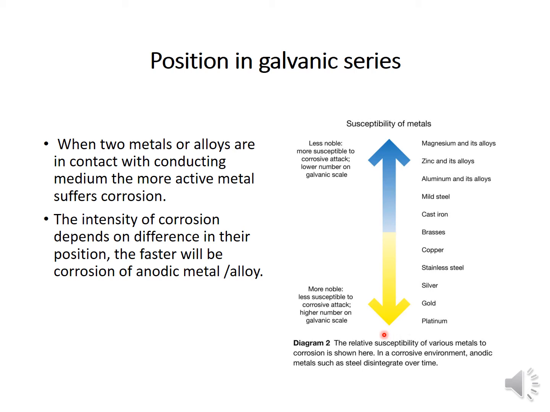When two metals or alloys are in contact with a conducting medium, the more active metal suffers corrosion. The intensity of corrosion depends on the difference in their positions. The greater the difference, the faster the corrosion of the anodic metal. If we consider gold and zinc, both metals have a big difference in their positions, so zinc will undergo corrosion much faster. But if we consider zinc and iron, the position difference is low. There is very little difference in reactivity, so the rate of corrosion is low. In both cases zinc will act as anode, but the rate of corrosion is lower when it is attached to steel or iron compared to when zinc is attached to gold.